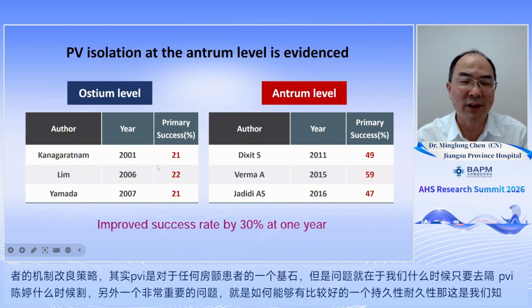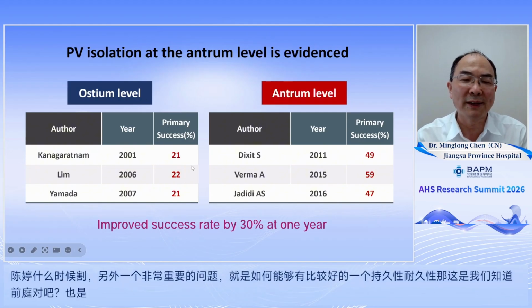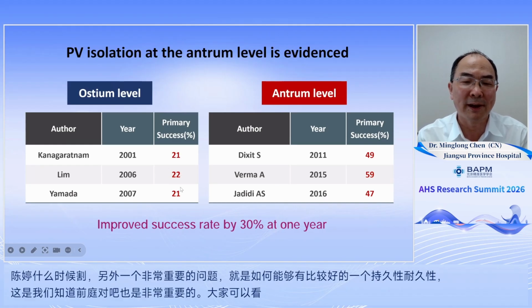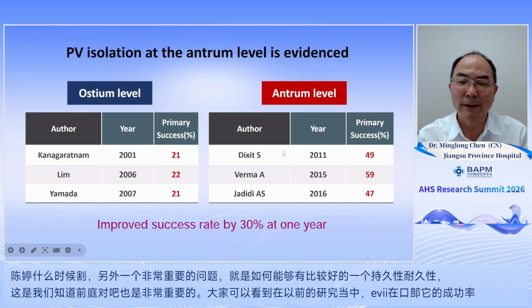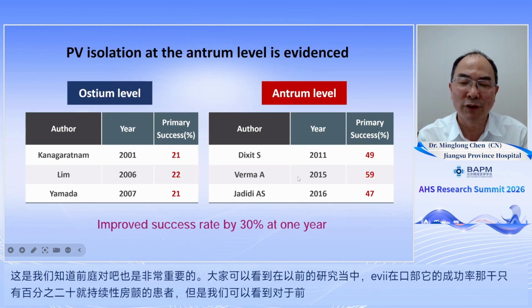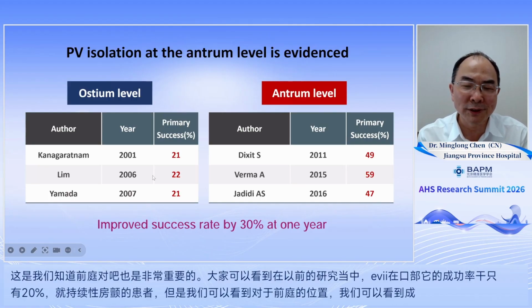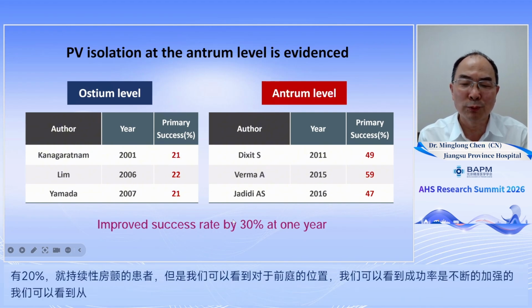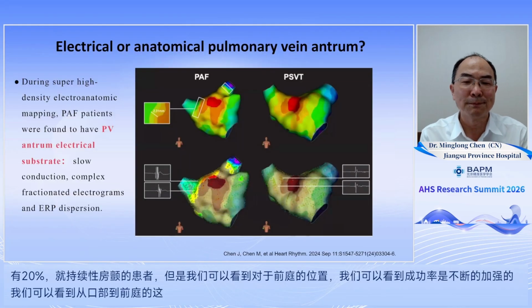You can see that in the early studies, with PV isolation at the ostium level, the success rate for persistent AF is only around 20%. But for the antrum isolation, the success rate is increased to over 50%. So from ostium to antrum level, the success rate was improved by 30%.